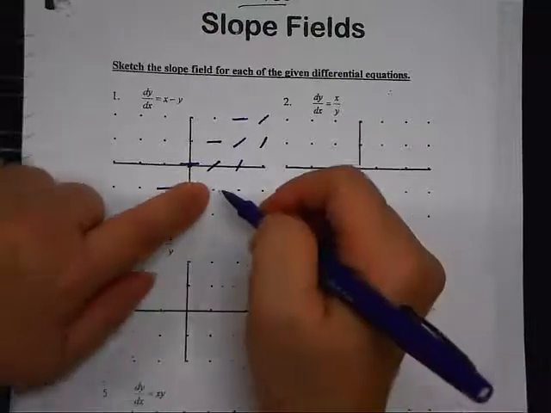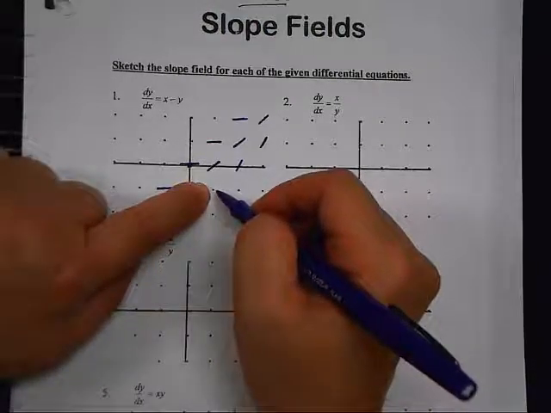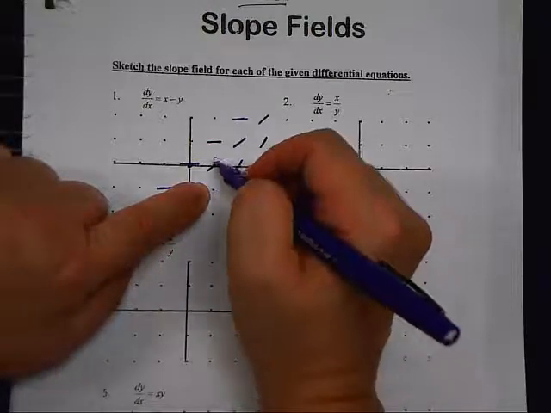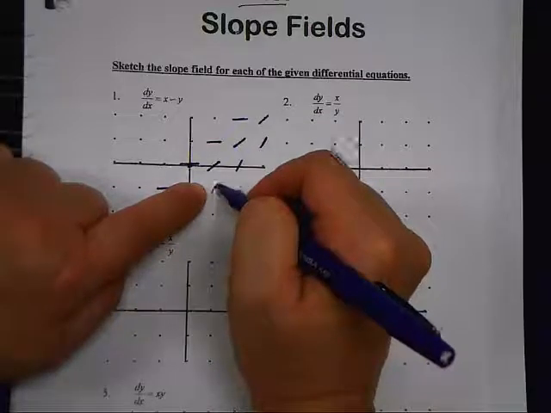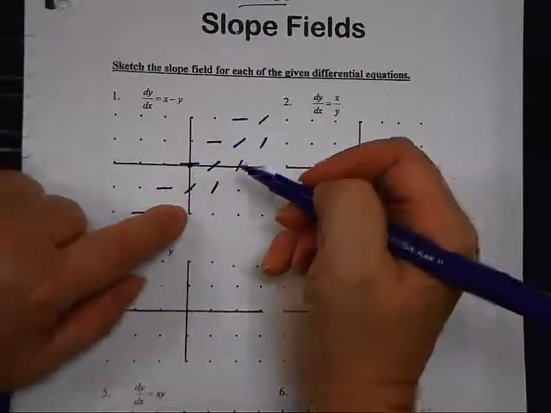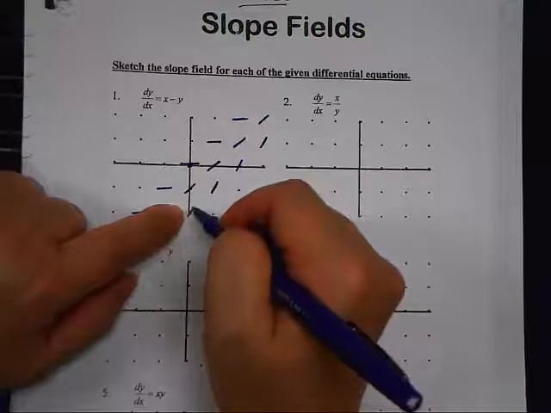Okay? Do the same thing here. This one's supposed to have a slope of 2 at (1, -1). Up 2 and over 1, so I'm going to point it towards there. And then this one also, up 2 and over 1, point it to there.